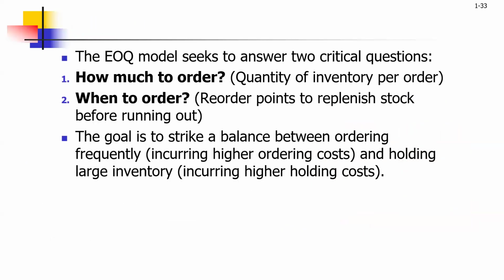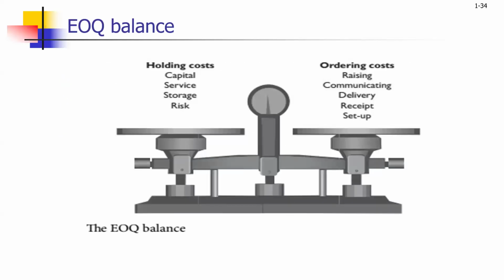So how much to order and when to order? The when to order is the reorder level that we know, but the how much to order is the EOQ. So the concept basically is that you need to ensure that your two major costs, the holding cost and the ordering costs, are reduced to the barest minimum at the balance. That is why the EOQ concept is very important.